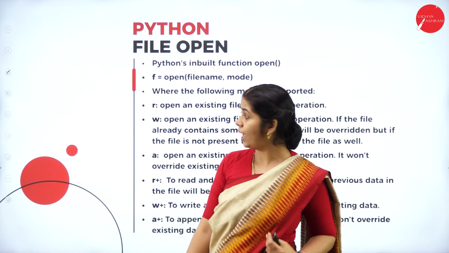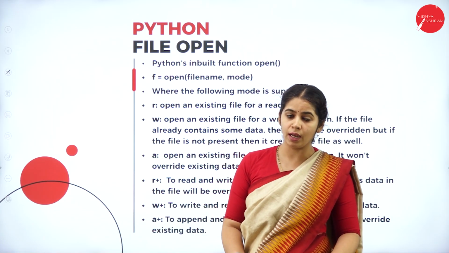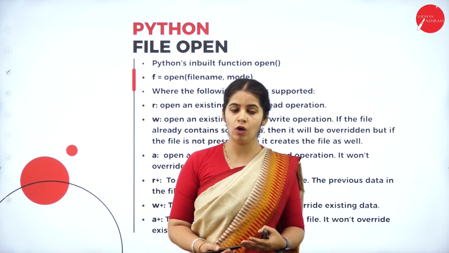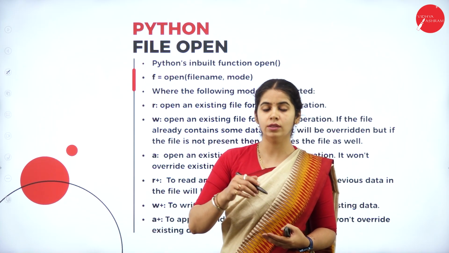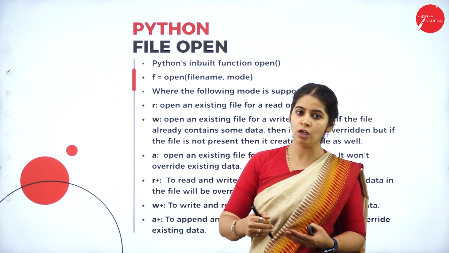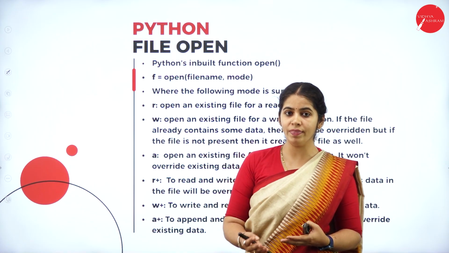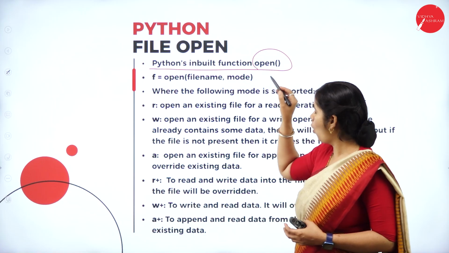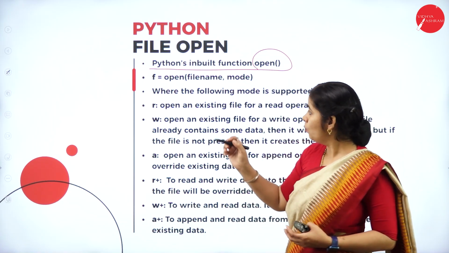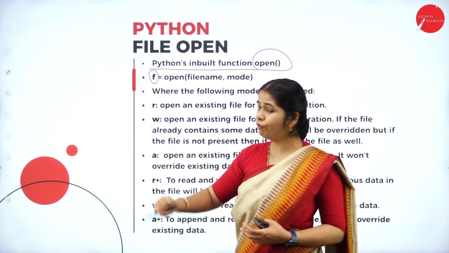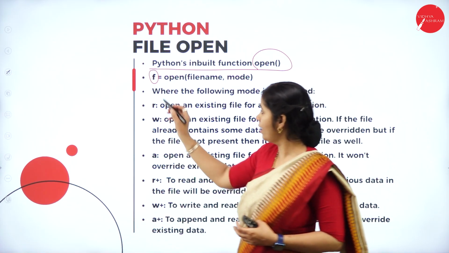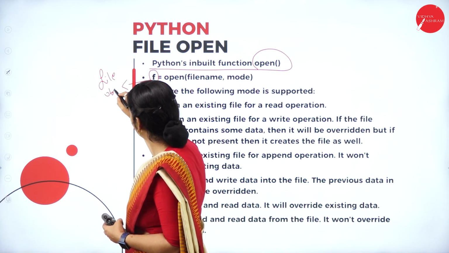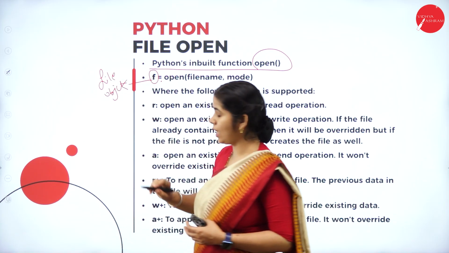Next, Python file handling: how to open the file. What operations are we doing on the file using Python? Open, perform a read or write operation, then close. So let us see how to open the file. Python has an inbuilt function, open, to open the file. Within that we have one file object. F is a file object, and for that we are using the assignment operator.